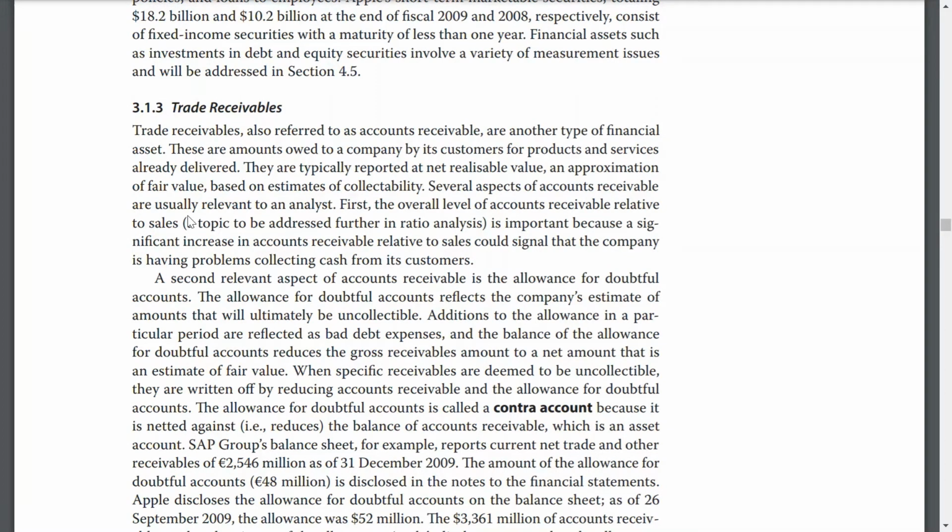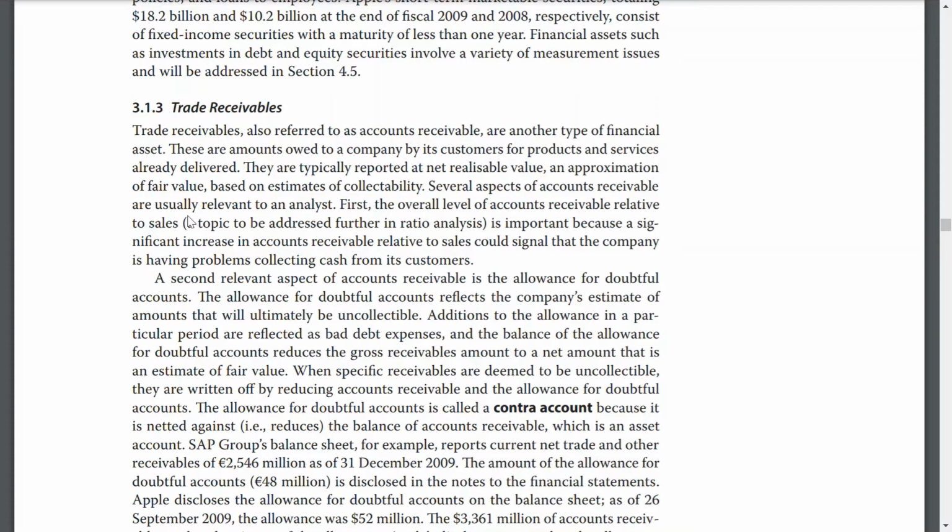Trade receivables. Trade receivables, also referred to as accounts receivable, are another type of financial asset. This type is amounts owed to a company by its customers for products and services already delivered. They are typically reported as net realizable value, an approximation of fair value based on estimates of collectability.